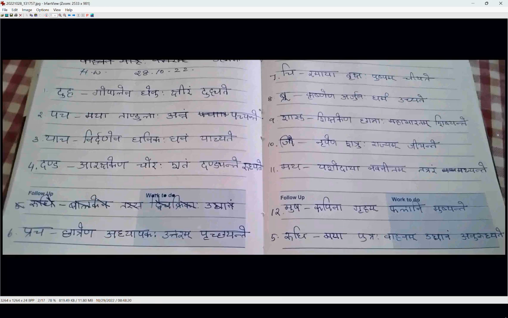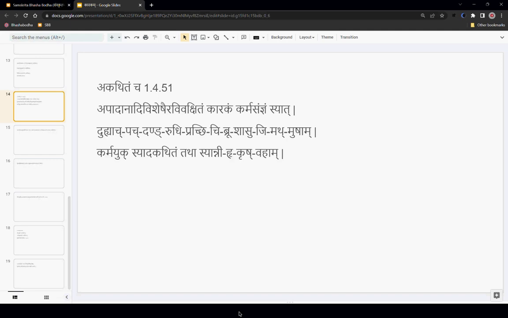Now if you take only what we saw, one simple example without Dvikarmaka, we saw the example, right? Yatha Balakaha Grantham Pathati. In that, when you change to Karmani, it becomes Balena Granthaha Pathyate. So when Balakaha or Balaha becomes Balena, Granthaha Pathyate.